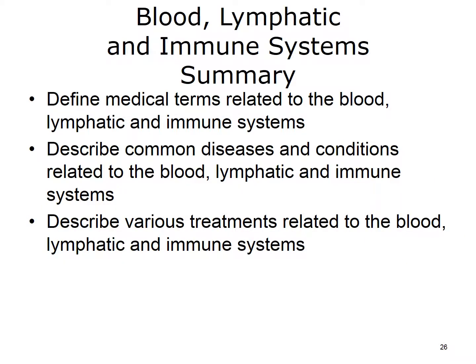This concludes blood, lymphatic, and immune systems. In summary, we have discussed medical terms related to the blood, lymphatic, and immune systems. You should understand the meanings of these terms and be able to pronounce them. You should also be able to describe common diseases and conditions and medical and surgical procedures and medications related to the blood, lymphatic, and immune systems.